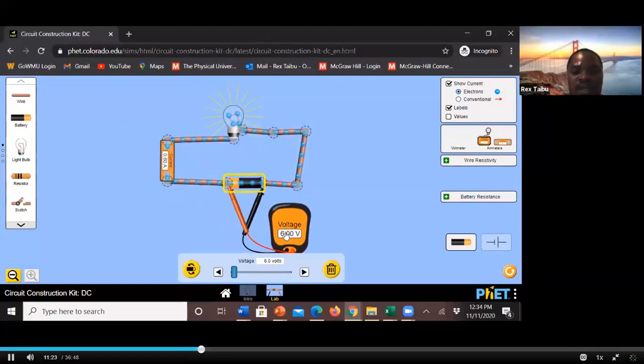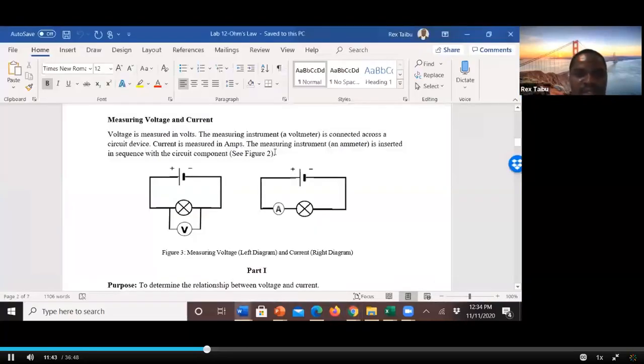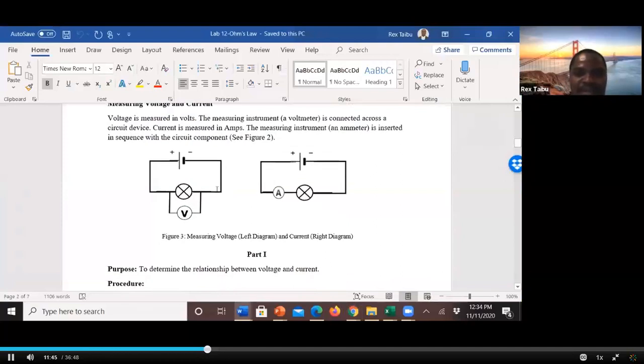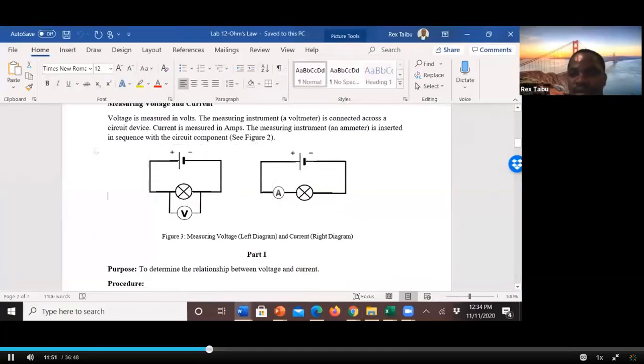So a voltmeter is connected across the power supply. An ammeter is connected in sequence, or in series, with the devices in the circuit. So that's what we are saying right here. We go back to our notes. So this is how to connect it. The schematic diagram shows you how to connect a voltmeter and how to connect an ammeter.